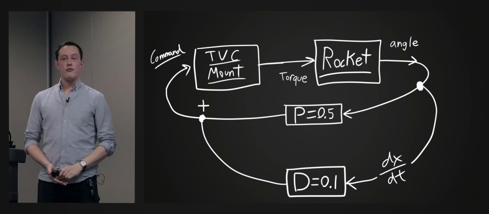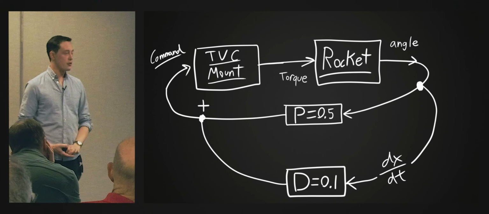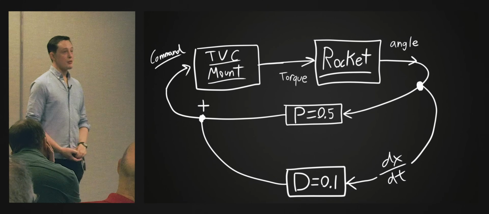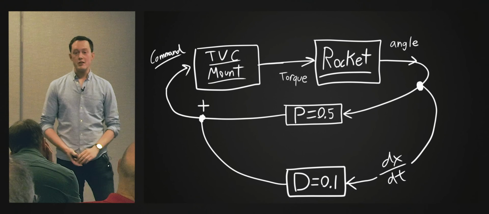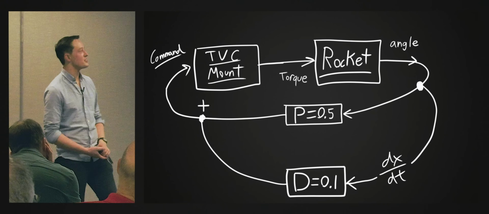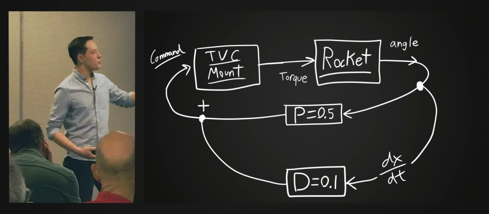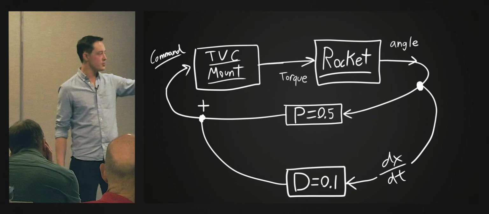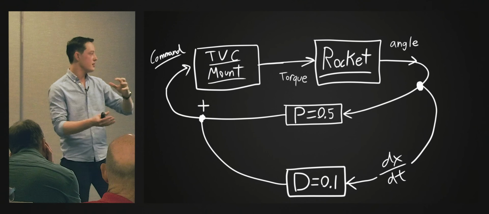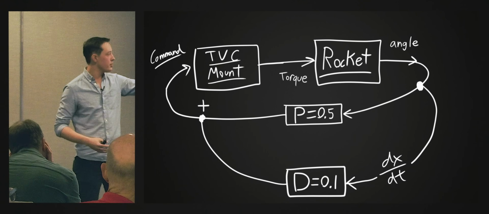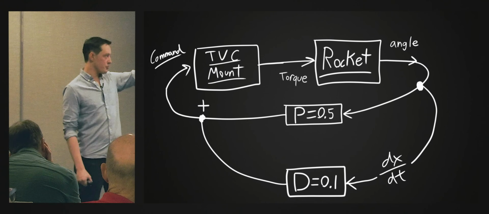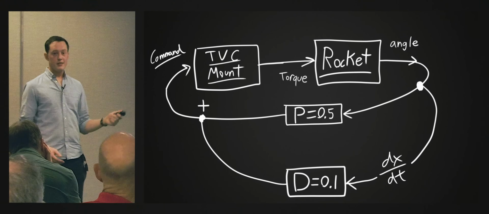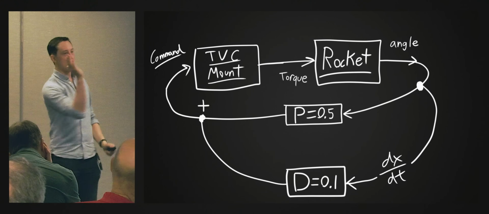But we are very close to 0 angle, so we don't need a lot of correction, but we are moving very fast in this scenario. Let's say that we're actually moving at like 20 degrees per second. And so when we do the derivative of this number, we're going to get that 20 degrees per second angular velocity. And when we multiply that by 0.1, we're going to get 2 extra degrees that are added into our thrust vector control mount, and that is our brake. That's our brake to slow the rocket from pitching so fast.